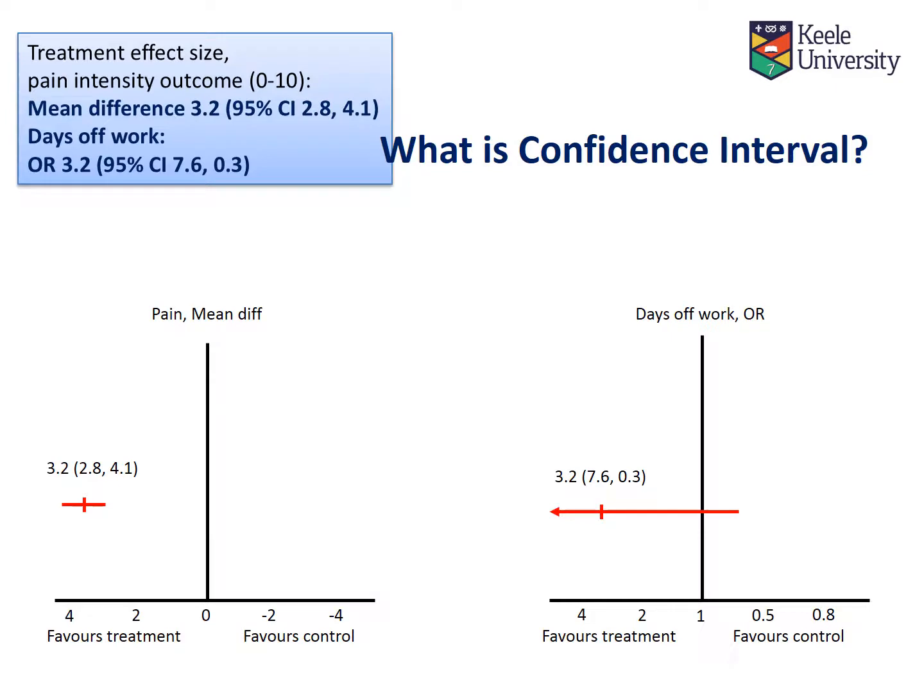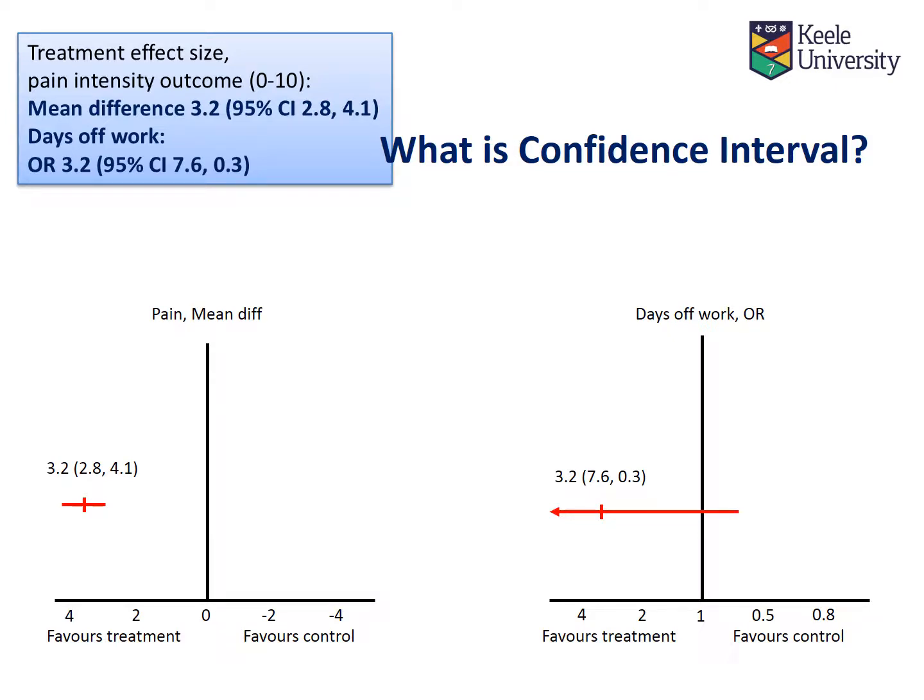And these are the same examples, but illustrated visually here. So on the left, you can see the vertical line passes through 0. And this illustrates the mean difference. Because it's a mean difference, the 0 vertical line is the line of no difference. To the left of it favors treatment. To the right of it favors control.